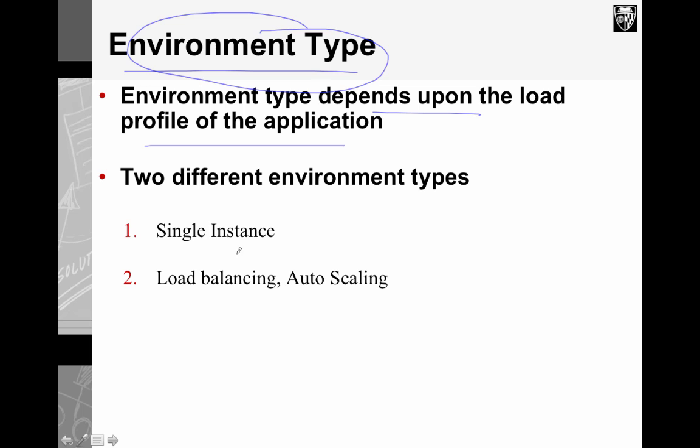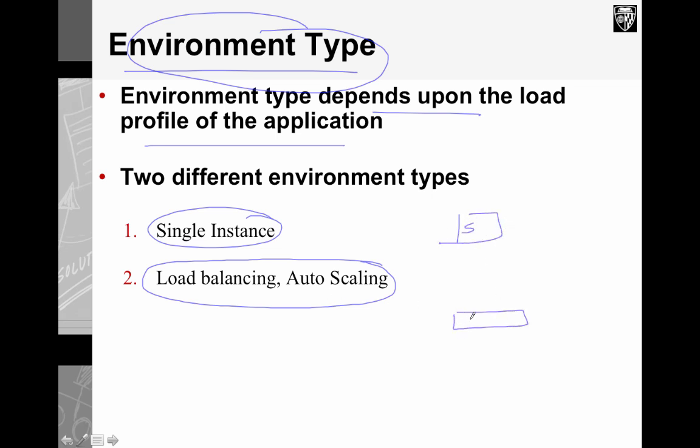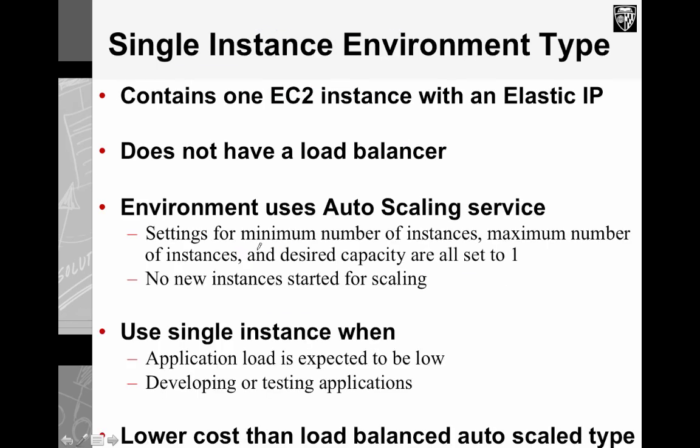What type of environment do you have? Do you have a single instance environment, or do you have a load balancing auto scaling environment? Environment type defines whether you have a single instance, one server environment, or a load balancing environment where there's a load balancer and there are multiple servers behind it, S1, S2, and S3, and the load balancer is load balancing across all of them. When you launch your environment, you can decide to go with a simple single instance or a complex load balanced environment.